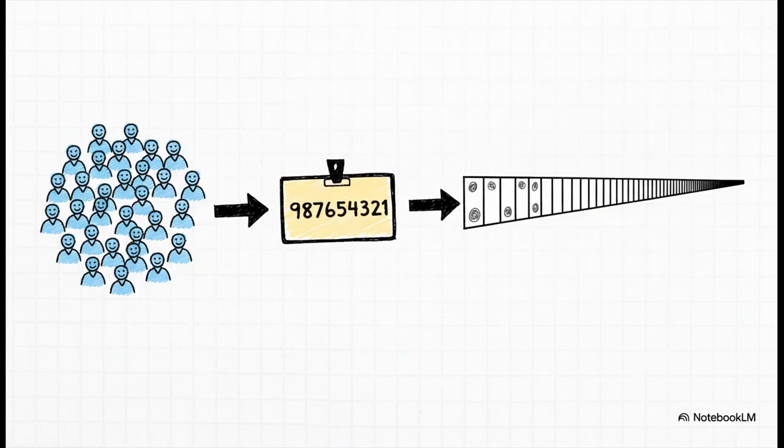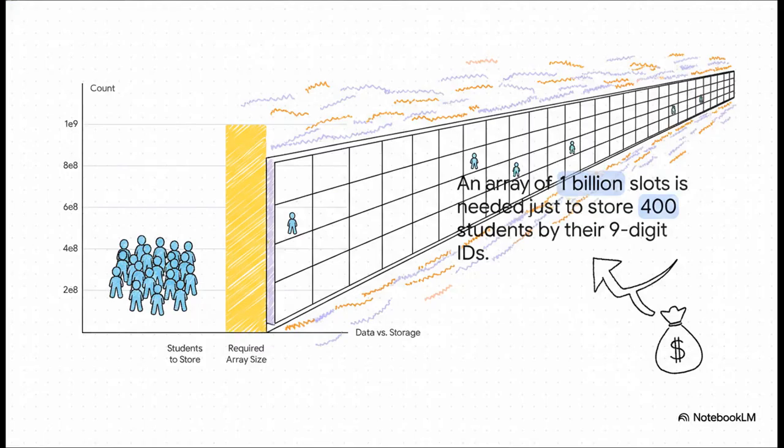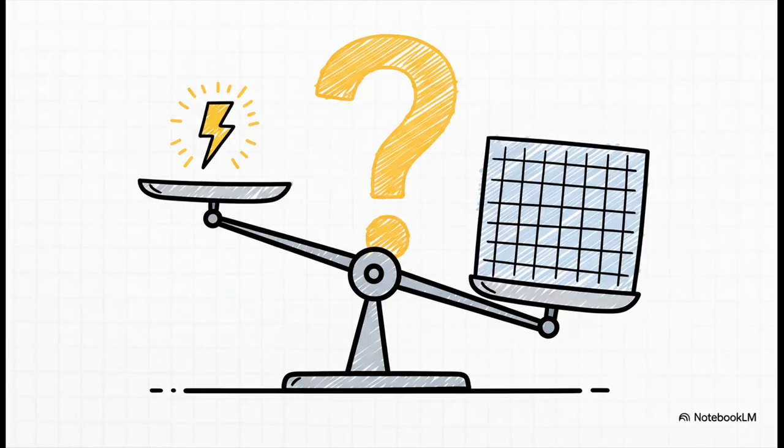Let's make this real with an example. Imagine you want to set up a directory for 400 students, and you're going to use their 9-digit student ID number as the key for your fancy new direct access array. Here it is. This is the fatal flaw. To store a student whose ID number is something like 987654321, you would need an array that has at least that many slots. So to handle all possible 9-digit IDs, you'd need an array with 1 billion positions, just to store 400 people. You'd end up with this impossibly massive, almost entirely empty array. The space requirement is just astronomical. So that's the real problem, right? We have this amazing idea for speed, but it's a complete disaster when it comes to space.